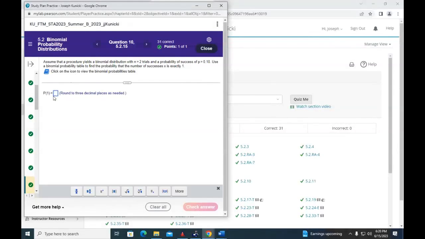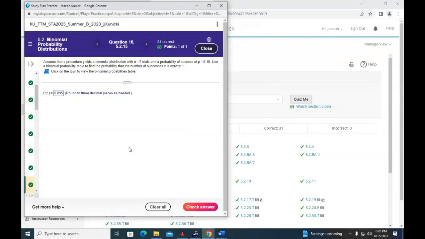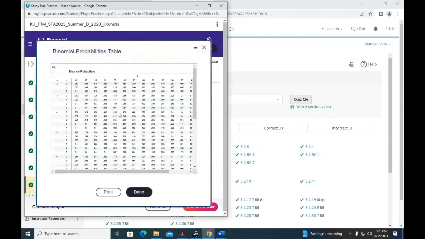Let's see if it's right. Oh, I might have taken the wrong one, this says 0.10, I did 0.05. I did this column. So it's that 0.180.